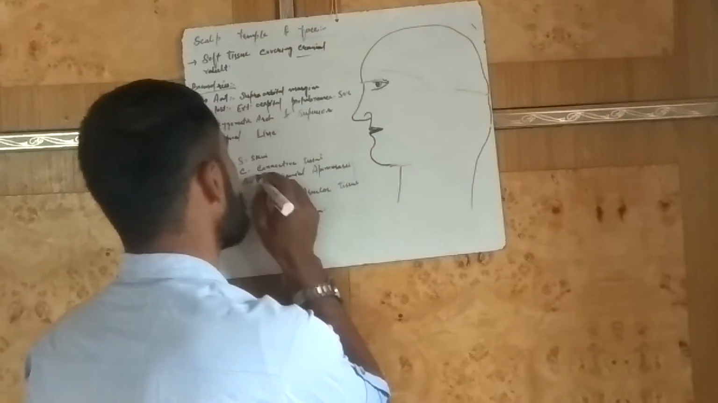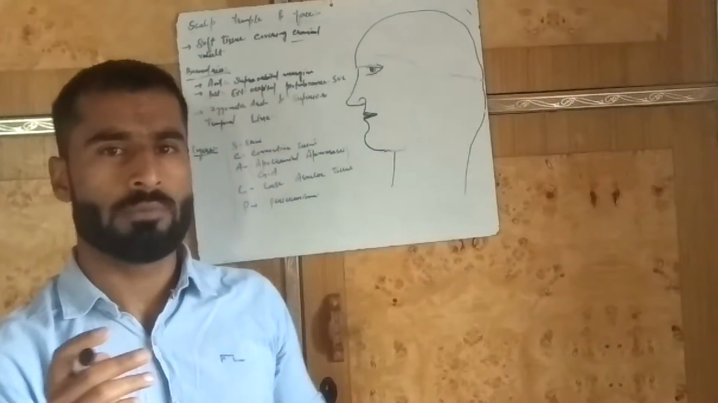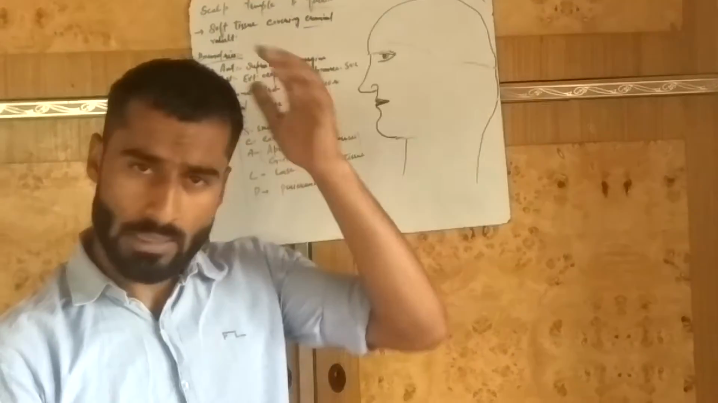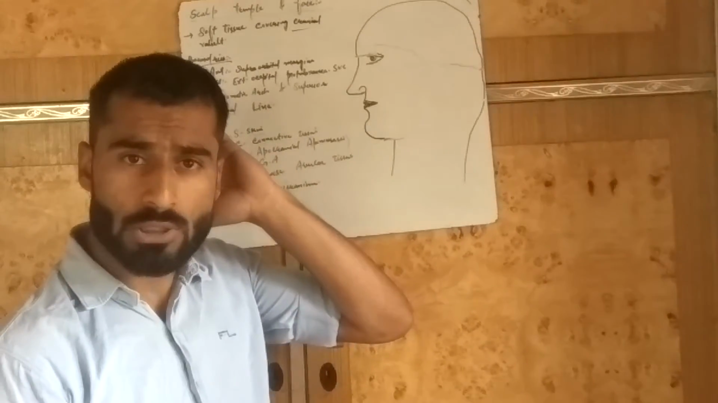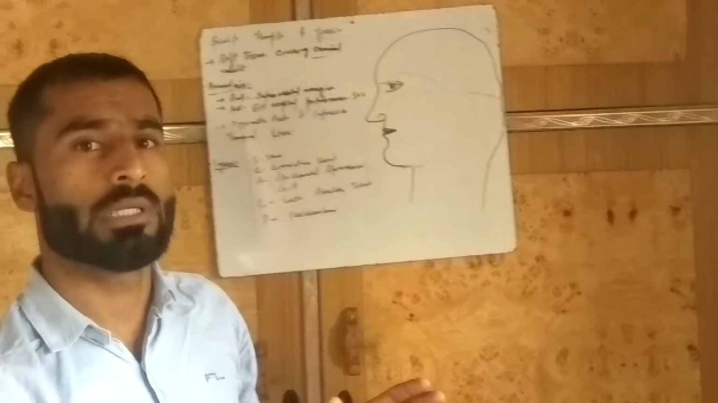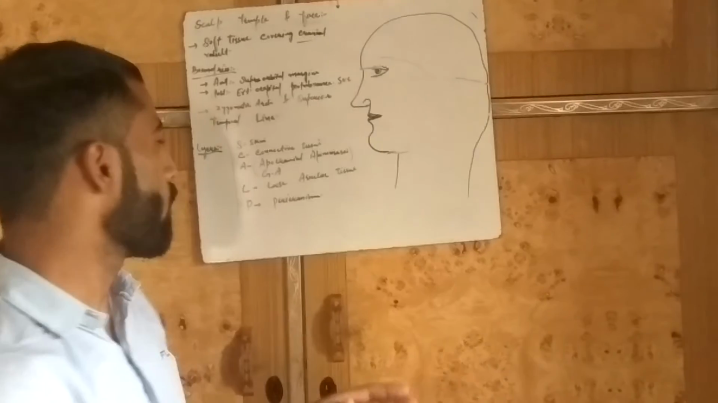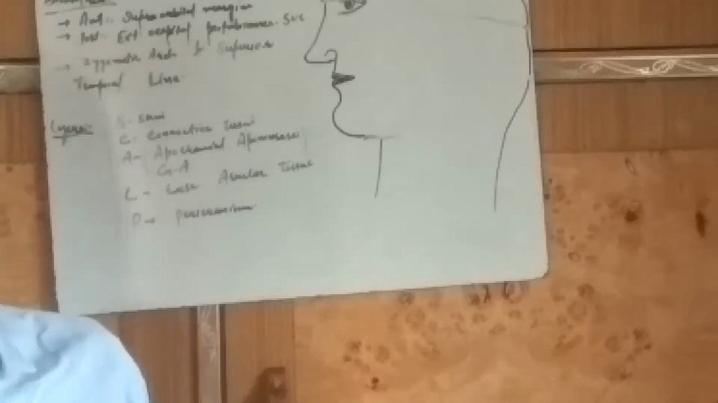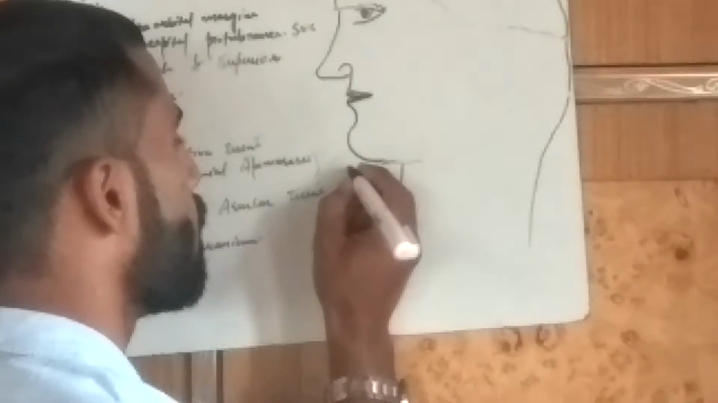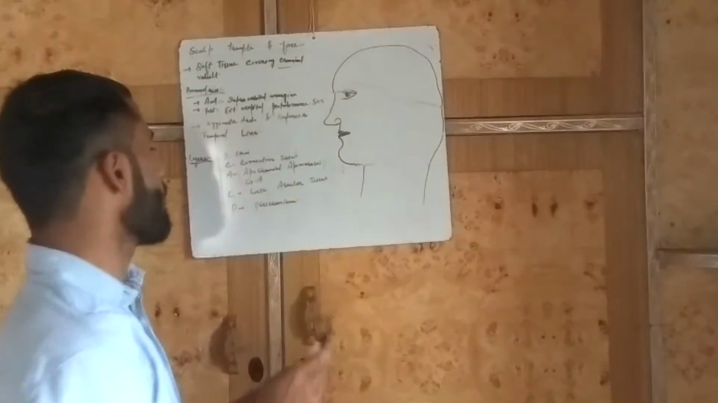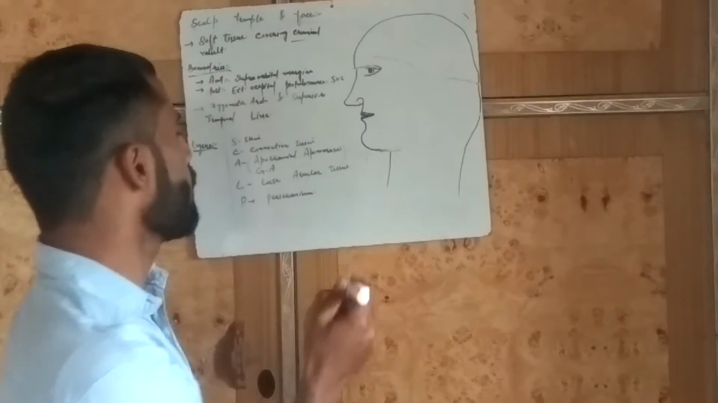This aponeurosis is a tough band of fibrous tissue which extends from the root of the nose up to the external occipital protuberance, and it gives insertion to the muscles, both the frontalis or frontal belly and the occipitalis or occipital belly. So it gives attachment to both these muscles. And then we have the loose areolar tissue.